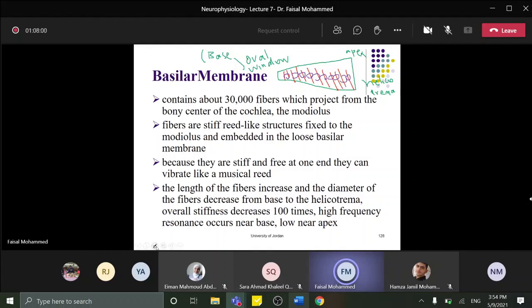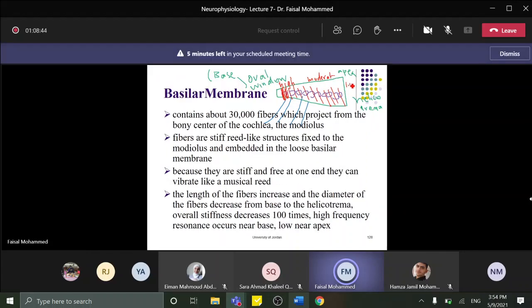It is supplied by nerve fibers, these. Look at these fibers here, the fibers on the organ of Corti. They are thick and short and they don't vibrate unless the frequency of the wave is high, so high frequency. Here in the middle, moderate frequency, and on low frequency.